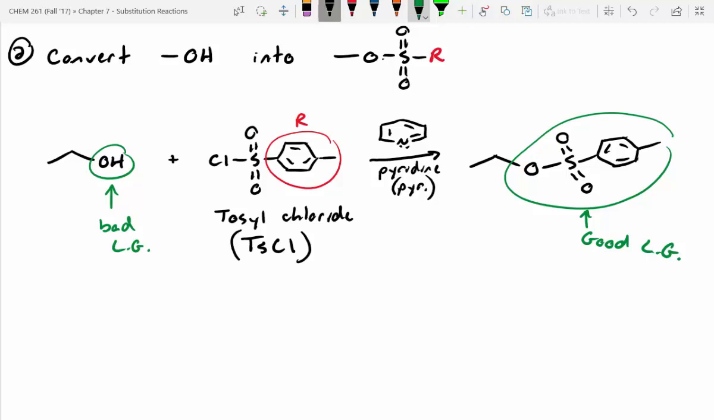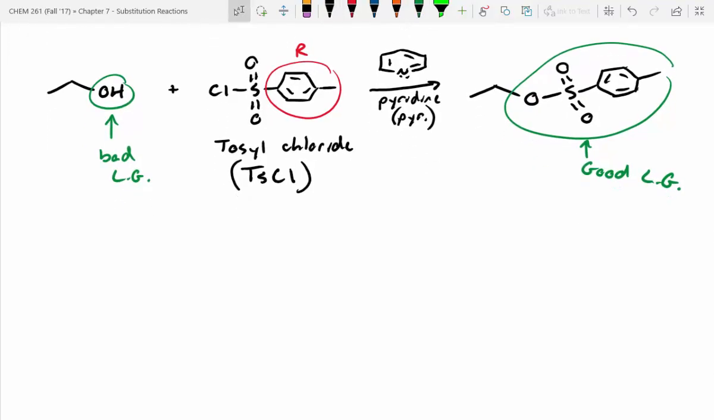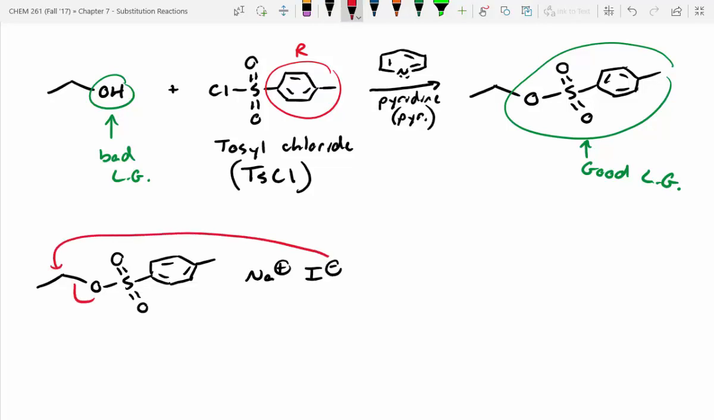And you could say, all right, now that I've got this product, I'm going to do a second reaction. But this time I'm just going to use sodium iodide like I attempted that first go around. But in this case it'll work. That iodine can come attack that carbon, kick off your leaving group. We get iodine, still have sodium.